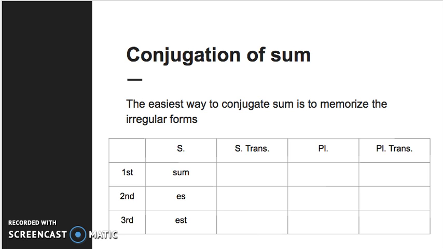Now let's look at how the singular forms are translated. Sum means I am. What does sum mean? Yes, I am. Es means you are. What does es mean? Yes, you are. Est means he, she, it is. What does est mean? Yes, he, she, it is.